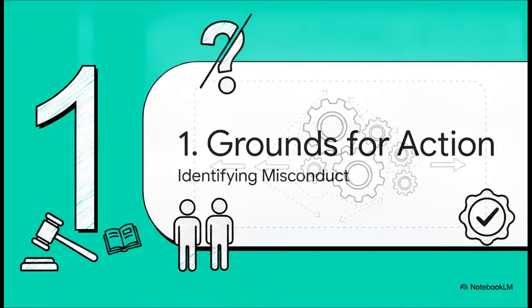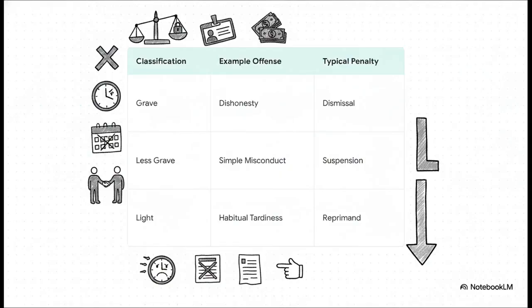Section 1. Grounds for disciplinary action. Identifying the misconduct. Right off the bat, under Section 58, offenses are strictly classified by severity into 3 buckets: grave, less grave, and light. And the stakes here are incredibly high. For instance, a grave offense like dishonesty or nepotism can trigger immediate dismissal, even if it's just your very first offense. Less grave offenses, like simple misconduct, might result in a suspension. Meanwhile, light offenses, something like habitual tardiness, often start with a simple reprimand. The punishment is scaled directly to the gravity of the act.